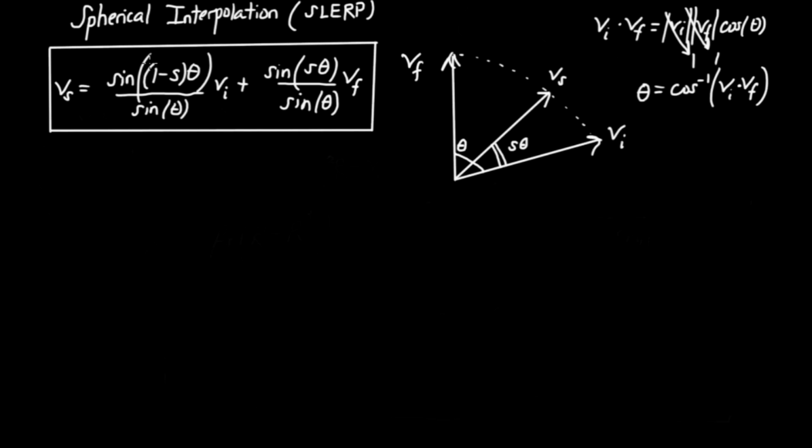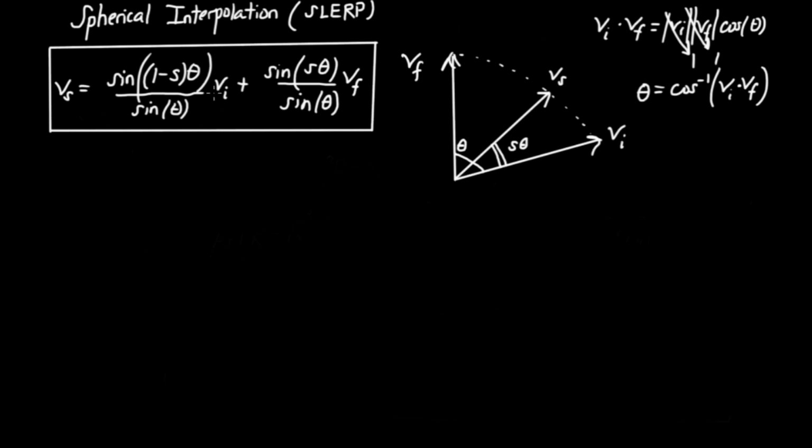Now, if you examine the arguments of the sine functions here, we have 1 minus s times theta over here. So we have a 1 minus s, but also an s times theta in the argument of this sine function here. So you might be thinking, well, you see a 1 minus s over here and an s over here, and that looks pretty similar to something that showed up just before in the linear interpolation formula.